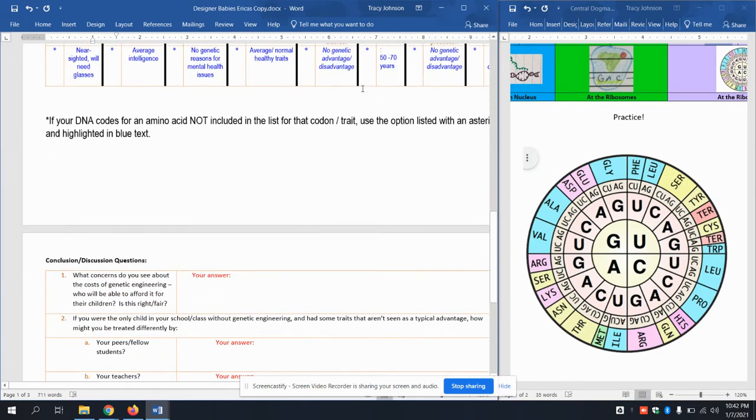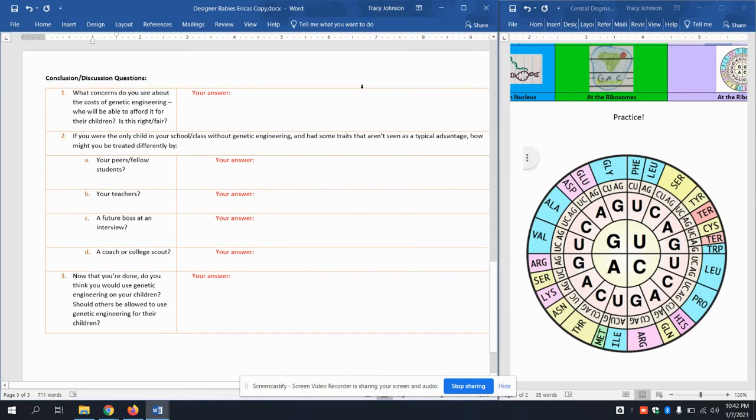But if you go down after you're all finished, there are just 3 questions to answer. What concerns do you see about the cost of genetic engineering? And we're going to have a discussion on Tuesday about this as well. After you've had a chance to finish this project, I want you guys to talk about it with each other on Tuesday of next week about, you got $1,200? I only got $600. You had to fix all of these problems. I didn't have to fix all these problems. So is it right, is it fair for people to have different amounts of money and for genetic engineering to be affordable to only certain groups?